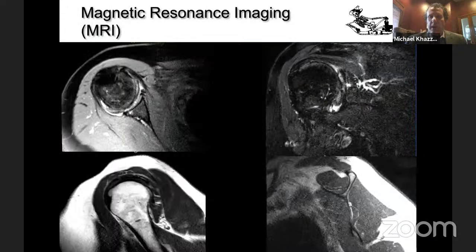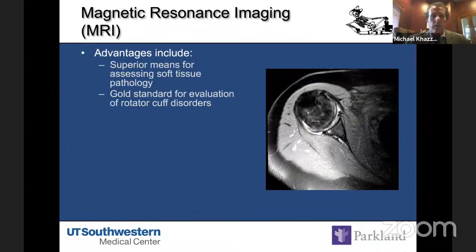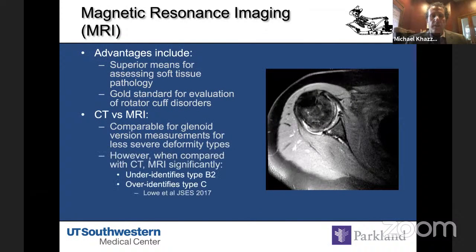Here's an MRI example, which allows us to get excellent assessment of the rotator cuff as well as muscle quality. And it does give you an assessment of the bone, but can be a little bit difficult in more severe wear patterns to assess exactly what type of wear pattern is occurring on the axial plane. But it is superior to assess details of the rotator cuff as opposed to CT scan without arthrogram.